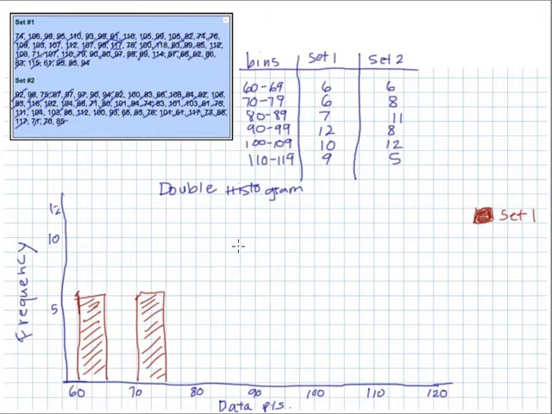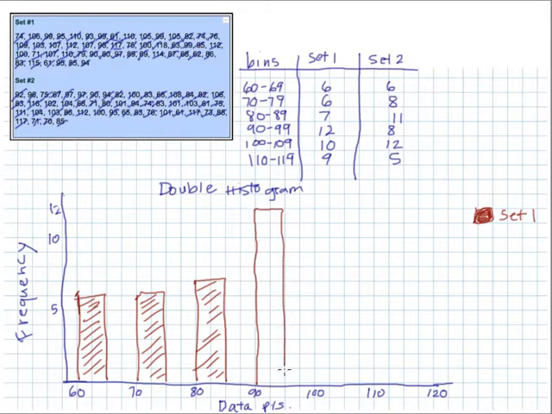Okay. The next 80 to 89 had 7 pieces of data. So I just need to go up 1 more. Draw in this bar. Fill that in. 90 to 99 is 12, so this is going to be way up here. And if I wasn't doing this on the computer, I'd draw this a little bit more smoothly. Maybe use a ruler to draw the bars so that they came out a little bit nicer. But we do what we can here.